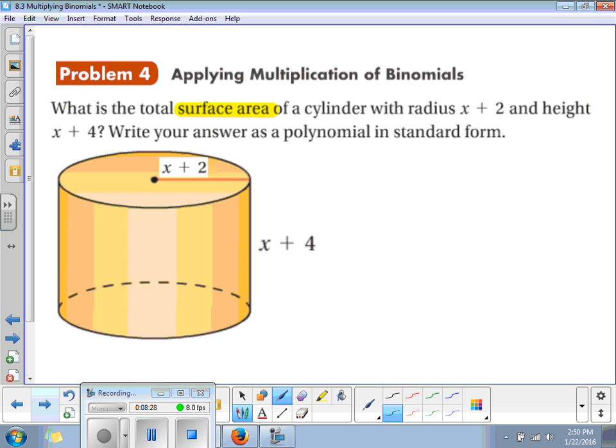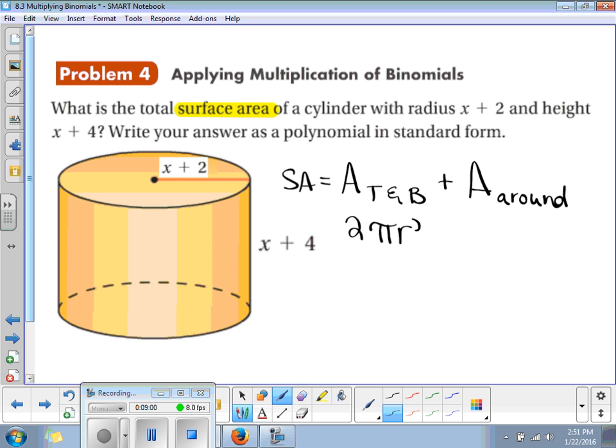And we have 2 of them, right? So, in order to find that, we're going to have the area of the top and the bottom, and we want to add the area of the around part. So this is going to be surface area. The circles on the top and the bottom are the same, right? So we have 2 of them, and we're going to have pi r squared.